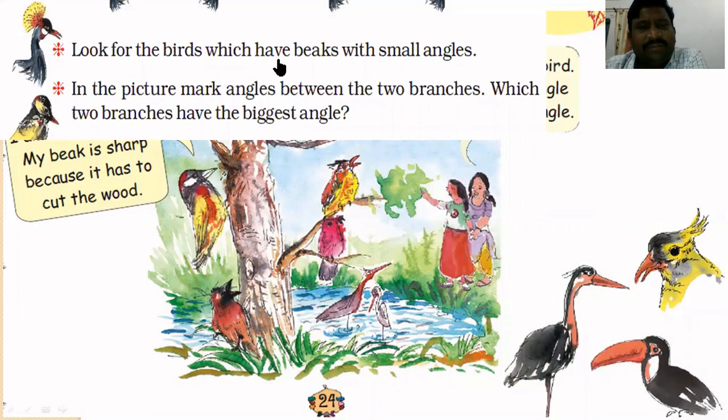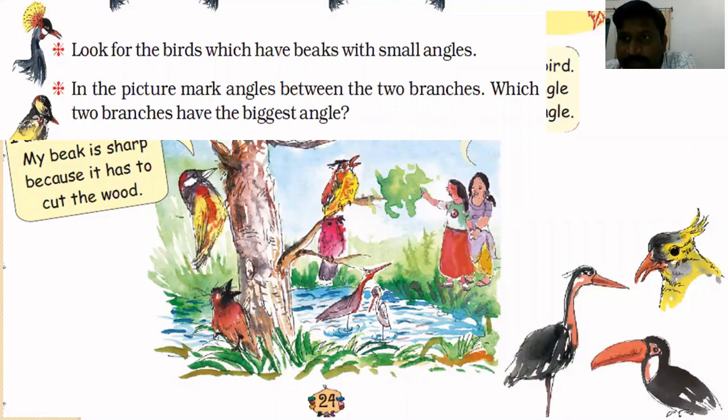Look for the birds which have beaks with small angles. You have to see so many birds are there, and we have to identify the birds with beak less than 90 degree. Okay, so look at this, less than 90 degree. It is open, still less than 90 degree, less than 90 degree. This is open, more than 90 degree. Okay, this is again less than 90 degree, less than 90 degree. So this way you can see this.